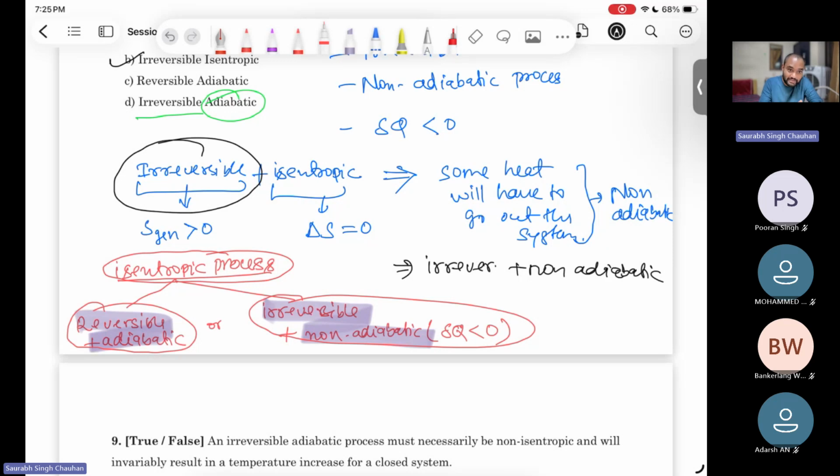So that's why I'm saying that the context will make it clear whether you have to go with case 1 or case 2. Whenever it is written isentropic process, it can be either reversible plus adiabatic, or case 2, irreversible plus non-adiabatic. You'll have to proceed with a single case, either case 1 or case 2. Both are completely different. Which case you have to consider will be made clear from the context.